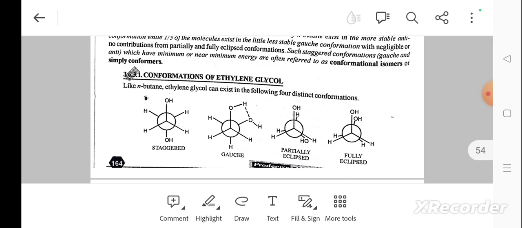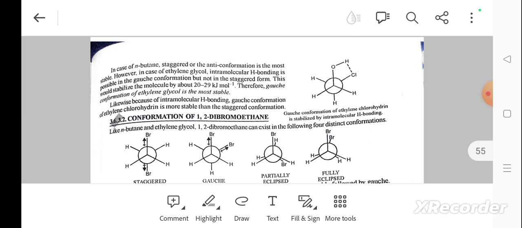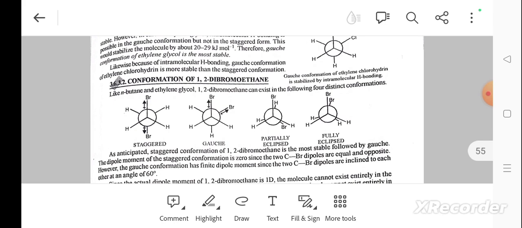Conformation of ethylene glycol. Like n-butane, ethylene glycol can exist in the following four distinct conformations. In the case of n-butane, the staggered anti conformation is the most stable. However, in the case of ethylene glycol, intramolecular hydrogen bonding is possible in the gauche conformation, but not in the anti form. This stabilizes the molecule by about 20 to 29 kilojoules per mole. Therefore, the gauche conformation of ethylene glycol is the most stable.